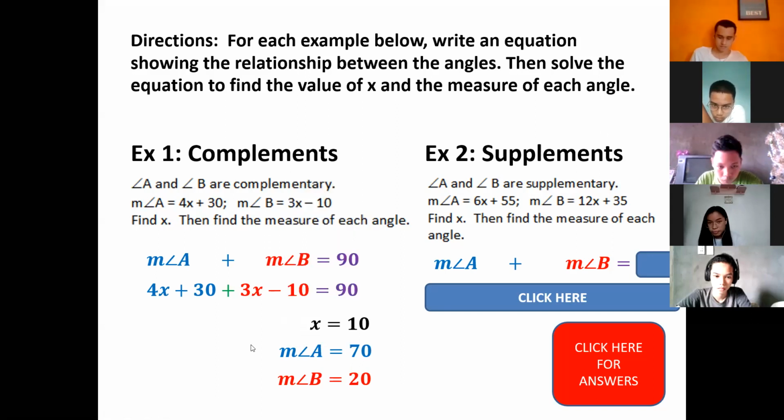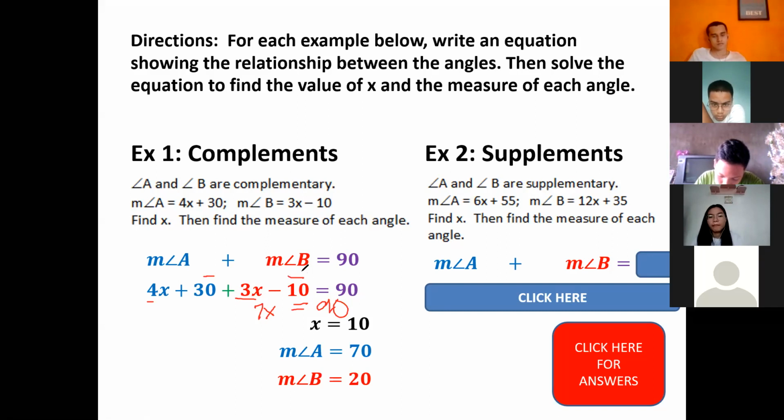write the values proper. So if you combine 3x and 4x, that is 7x. And then if you combine 30 and 10, that will be positive 20. Transpose it to the other side, so it will become negative 20. So therefore, 7x is equal to 90 minus 20, which is 70.